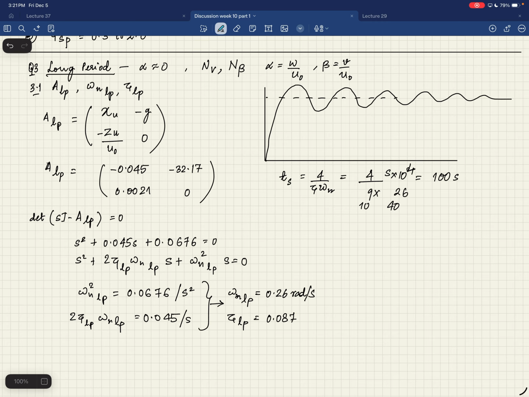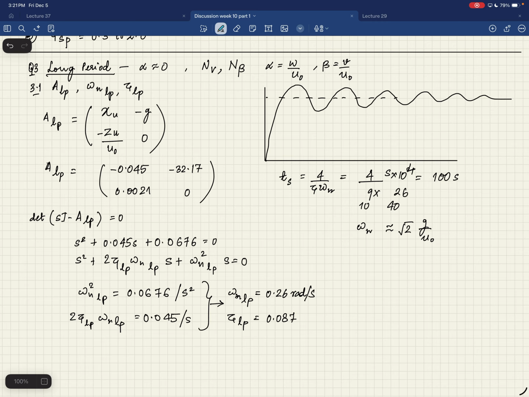Also, just a short note: if you do the short period approximation and find the natural frequency, recall that the natural frequency roughly comes out to be root over 2g over u naught. For this question, u naught is 176 feet per second, and g you have to convert into SI units, 9.81.